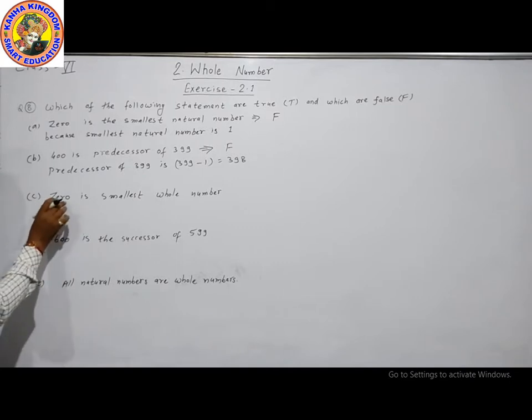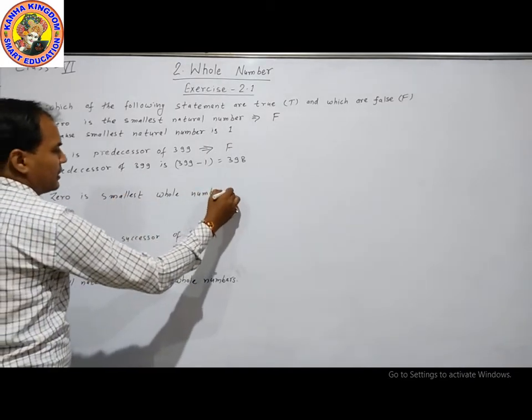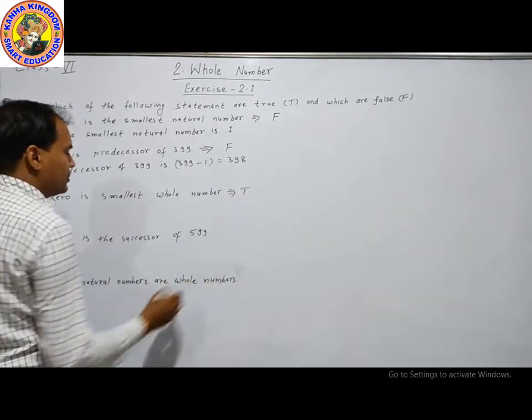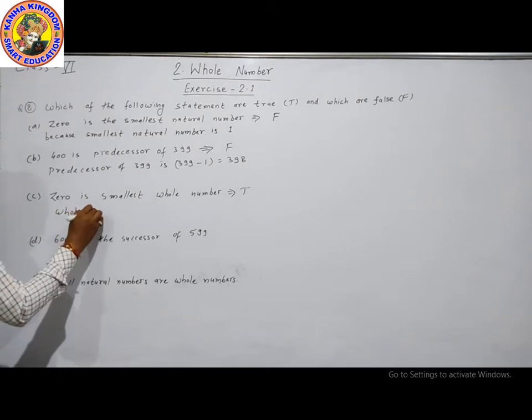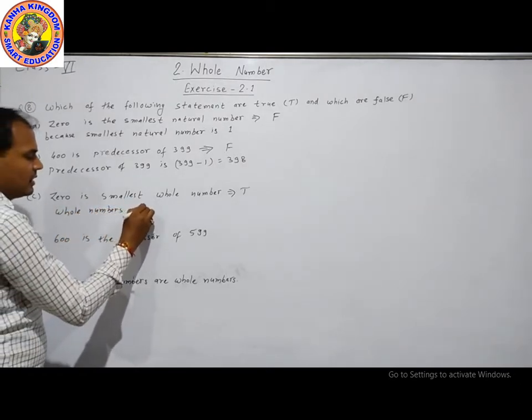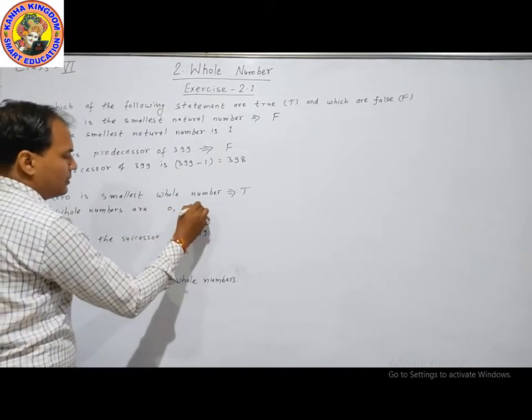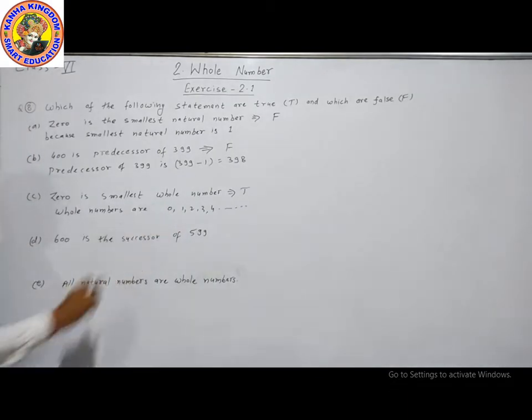C. 0 is the smallest whole number. Yes, this is true, because whole numbers are 0, 1, 2, 3, 4 and so on. The smallest is 0.